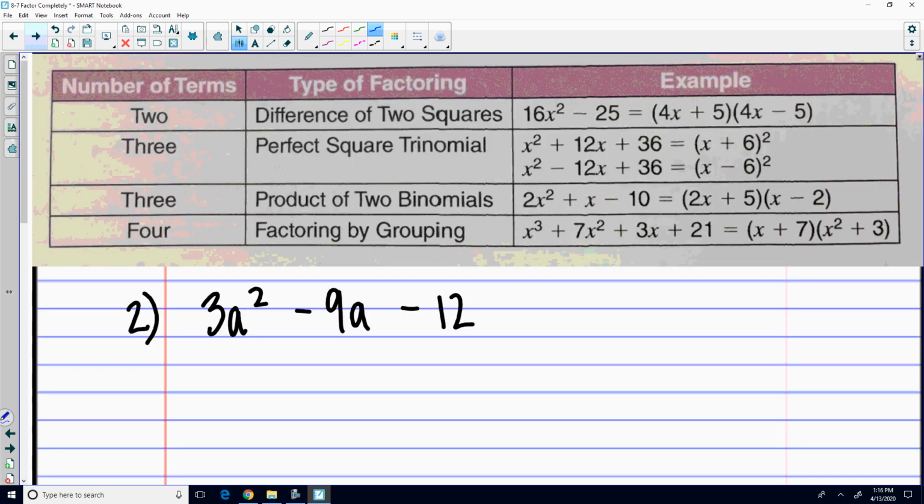Number 2, I have 3a squared minus 9a minus 12. I got 3 terms again, but I first want to see if I can pull anything out. 3, 9, and 12 do have a factor of 3 that I can pull out. So I am going to pull a 3 out of all this. I'd have a squared minus 3a minus 4. All right, so I'm going to go up and look at either this one or this one because I have 3 terms, okay? The first thing I want to consider is perfect square. Now, a squared and 4 are perfect squares. That potentially could work out. But it also sure looks like this one too.